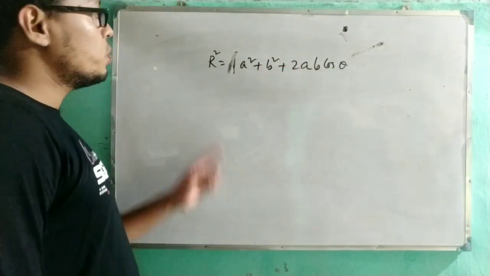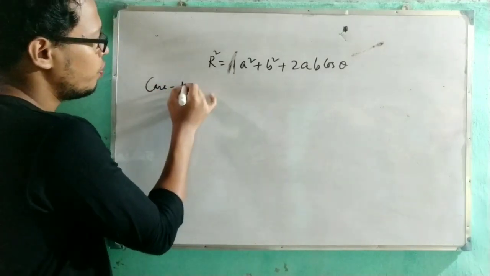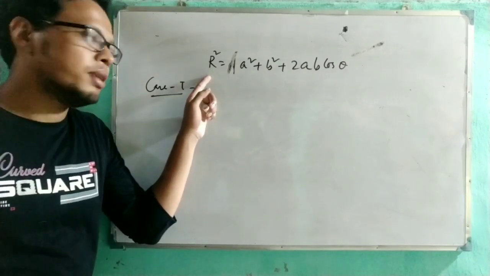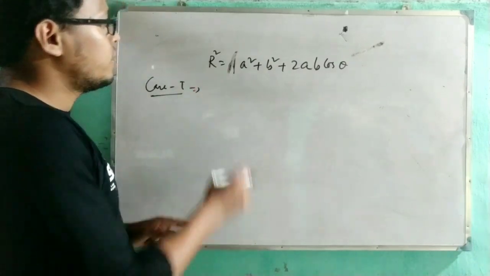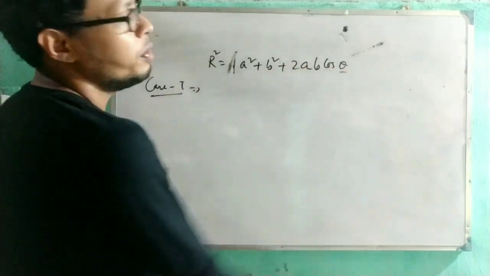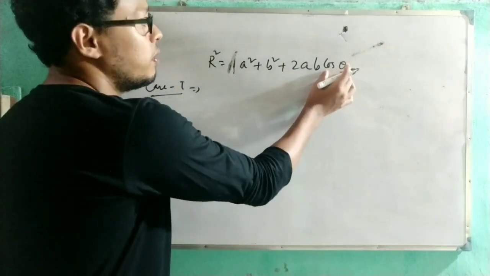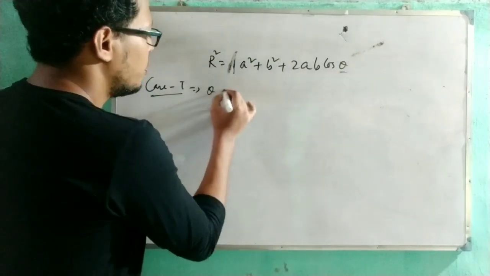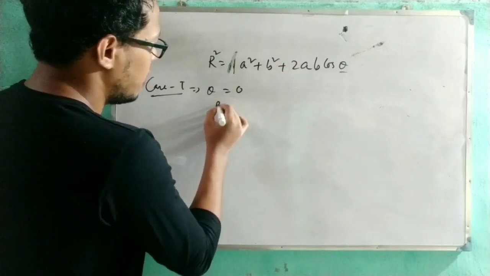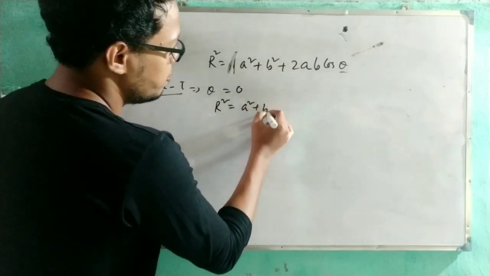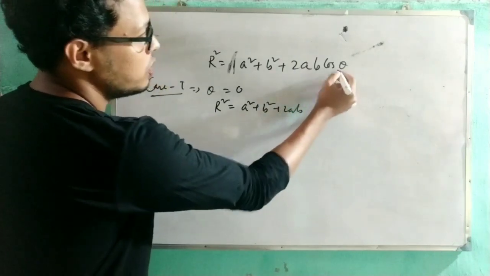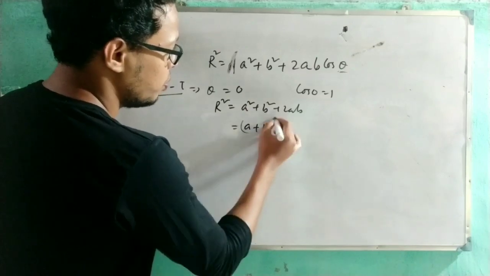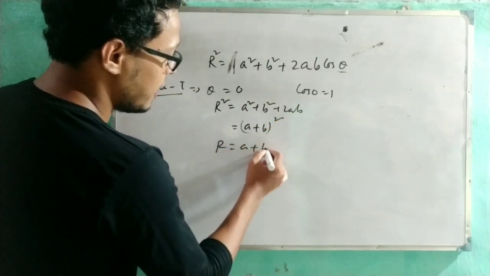Case 1, I am writing: when the resultant of the vectors will be maximum. That value we get, the maximum value, when theta is 0, because the value of cos theta we know, cos 0 is 1. So when theta equals 0, we get R square equals A square plus B square plus twice AB, because cos 0 equals 1. From here we can write this is A plus B whole square, meaning R equals A plus B.